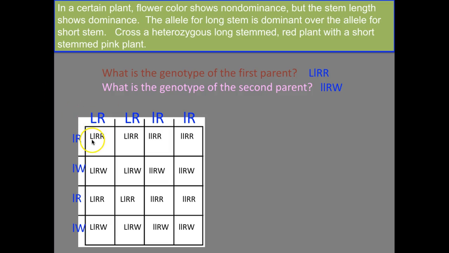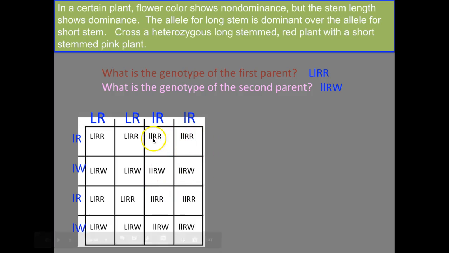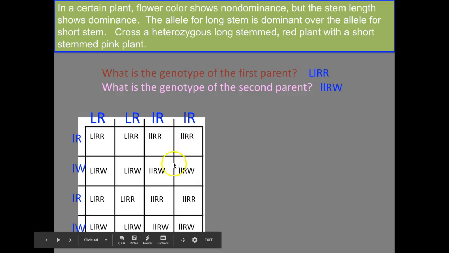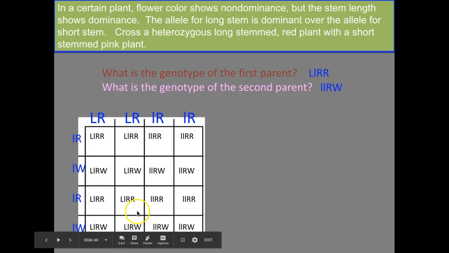Let's go over these real quick. Anything with one capital L is going to be long stem. So long stem, long stem, long stem, long stem, long stem, long stem, long stem, long stem. And all of these are going to be short stem, two recessive alleles. So half are long stem, half are short stem. Now, anything with two R's is red. Anything with RW is pink. And then there's no WWs here.